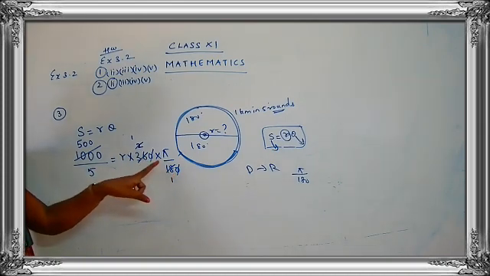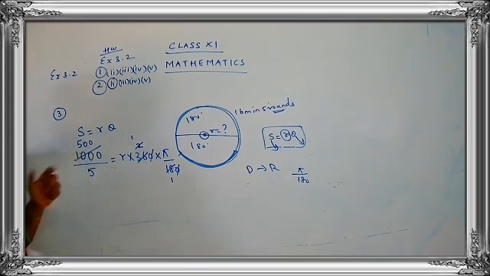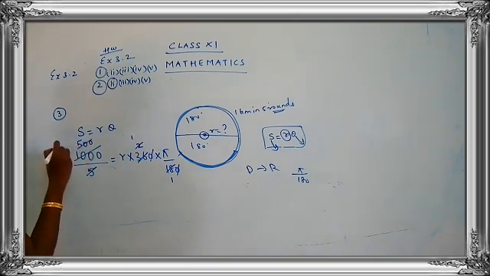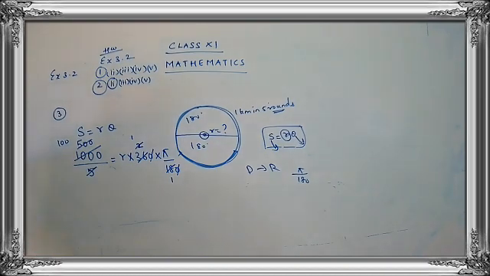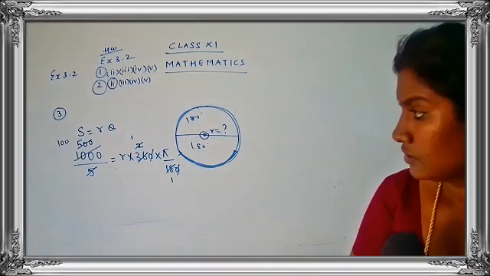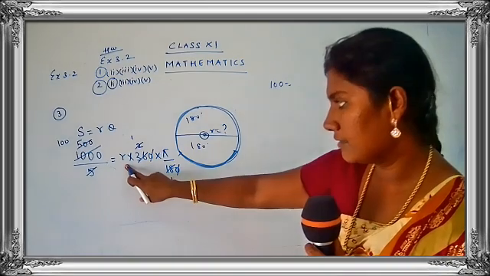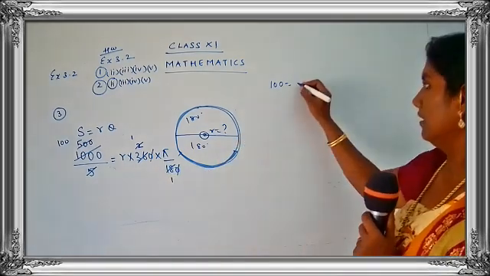So 180 ones are, 180 twos are. 2 ones are, 2 500s are. 5 ones are, 500s are. See, mostly we have simplified many things over here. So what is left here? 100 is left here. 100 is equal to R pi, R into pi.